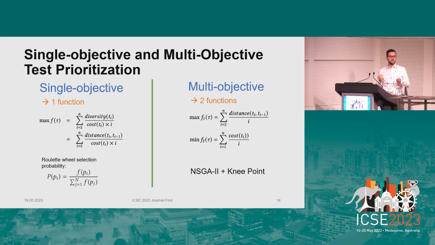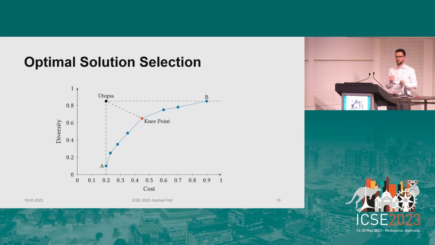So we apply a single and a multi-objective approach. For the multi-objective, we use the NSGA2 algorithm with the knee point selection. The knee point is the closest point to the utopia point, which comes with the best parts of both extremes of the Pareto front.